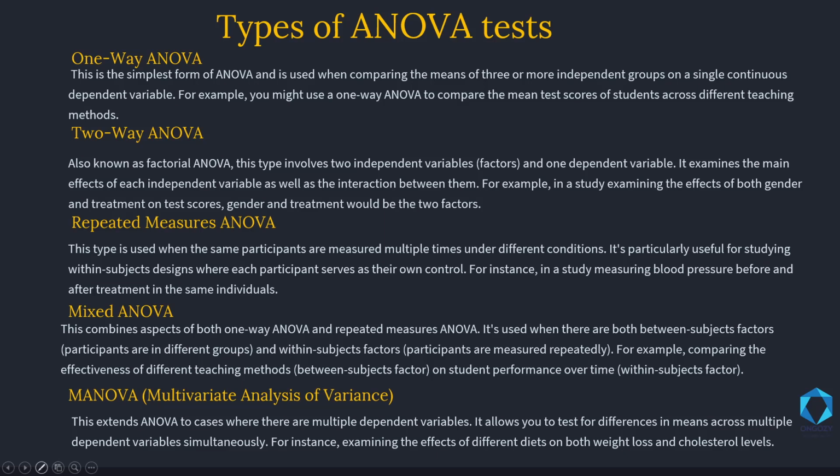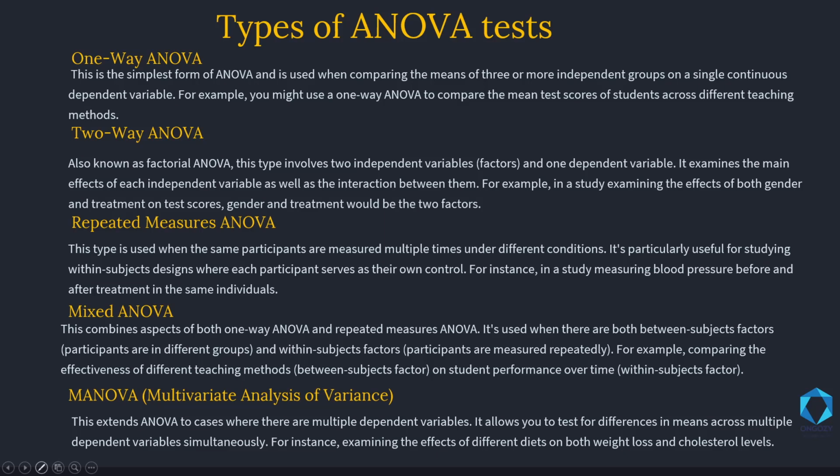We have two-way ANOVA. It's also known as factorial ANOVA. This type involves 2 independent variables, that is factors, and 1 dependent variable. It examines the main effects of each independent variable as well as the interaction between them. For example, in a study examining the effects of both gender and treatment on test scores, gender and treatment would be the 2 factors.